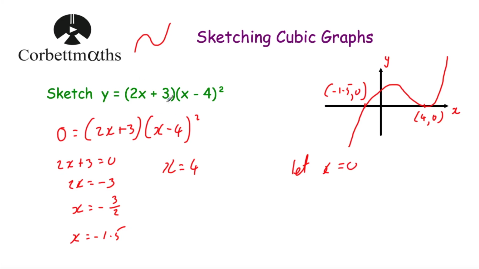So when we let x equal 0, we're going to get y equals 2 times 0 is 0, plus 3 is 3, so our first bracket would be 3. In terms of our second bracket, if x is equal to 0, you're going to get 0 minus 4, which is negative 4, so negative 4.